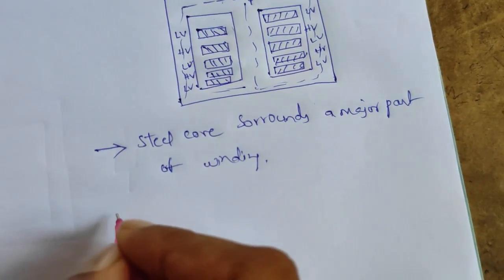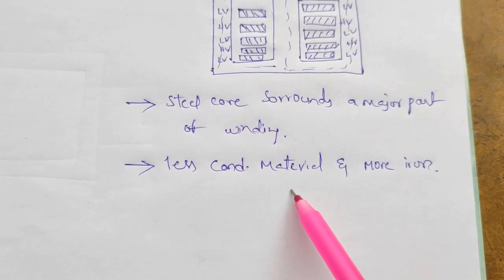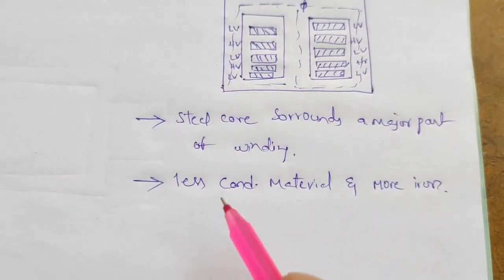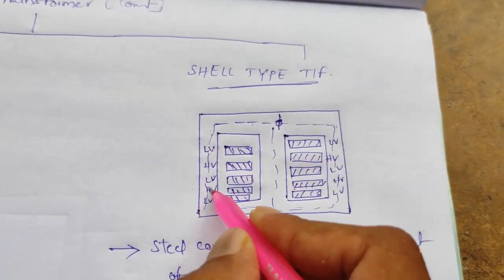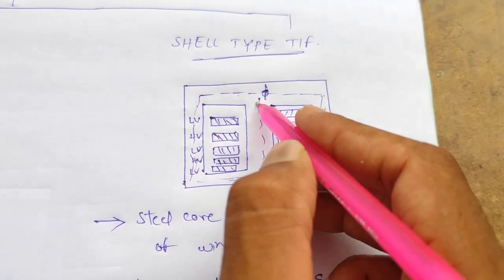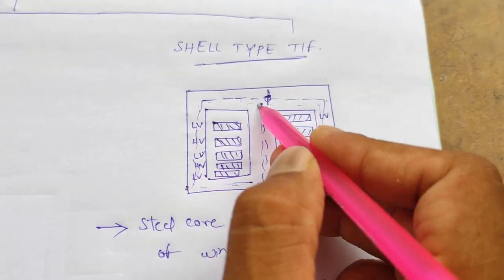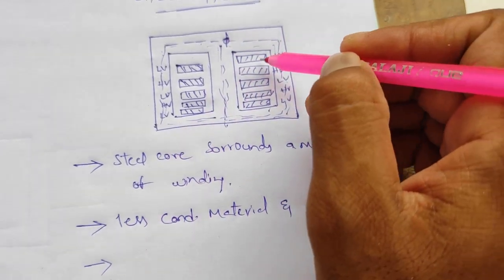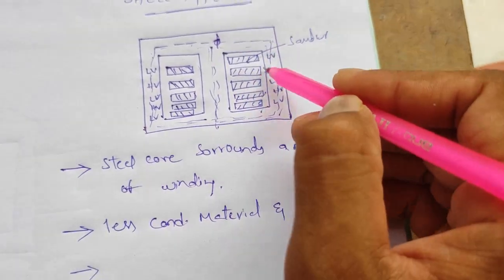And the next point is that less conducting material is required and more iron is required. Finally, there are two paths for the flux to pass. Here is one path and here is the second path. The middle limb has one path and the edges have two paths. This winding is a sandwich type winding. Sandwich means LV, HV, LV, HV.